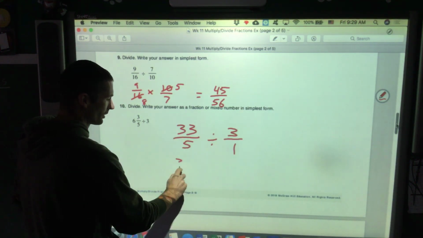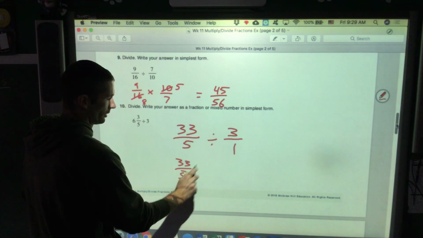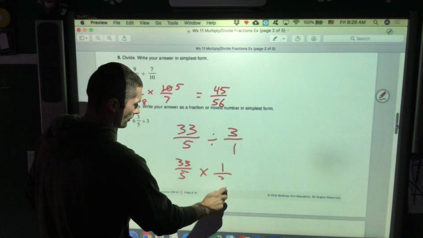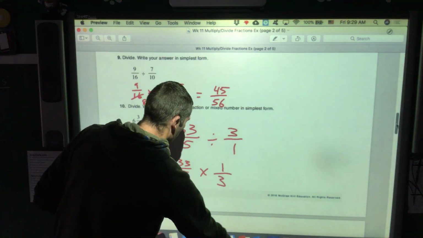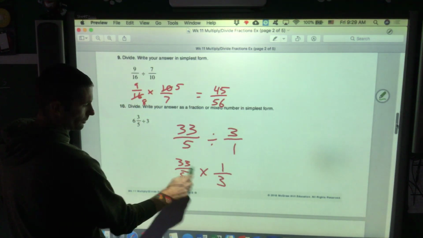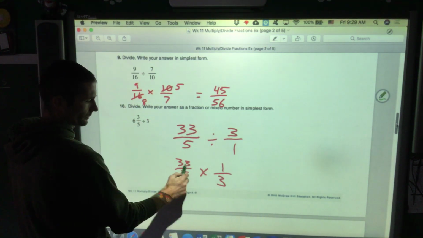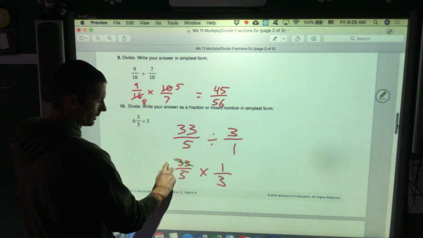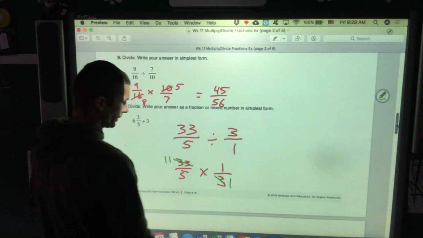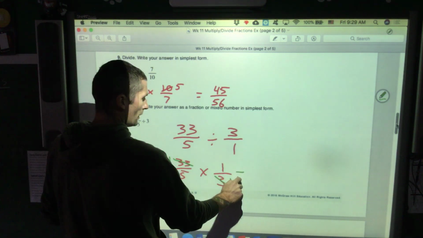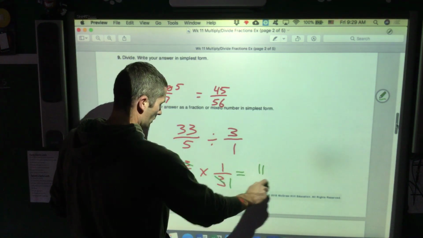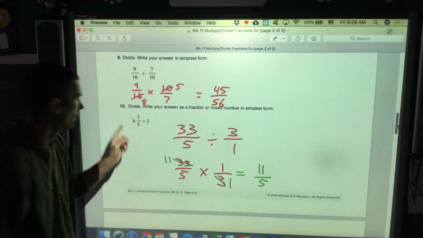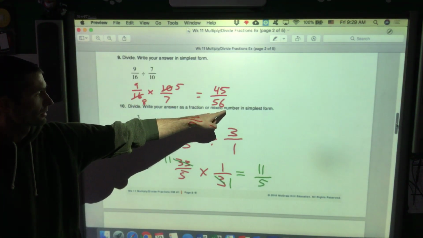Now let's keep, change, flip. So now, we can simplify 33 and 3. 3 plus 3 is 6. 6 is divisible by 3, so we can divide that by 3, which is 11. That becomes a 1. Now it's super simple. 11 times 1 is 11. 5 times 1 is 5. 11/5 is my answer. It does want it as a mixed number.